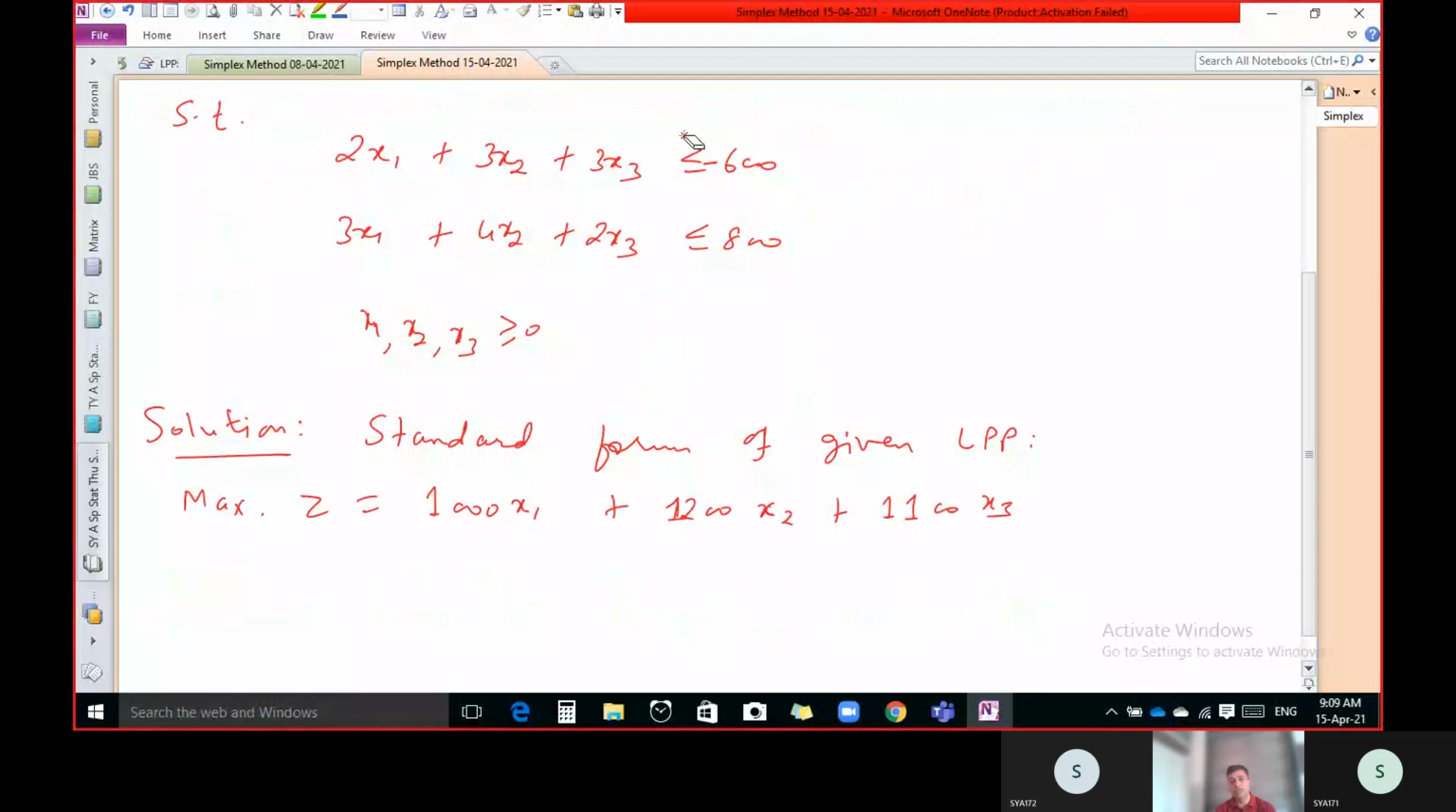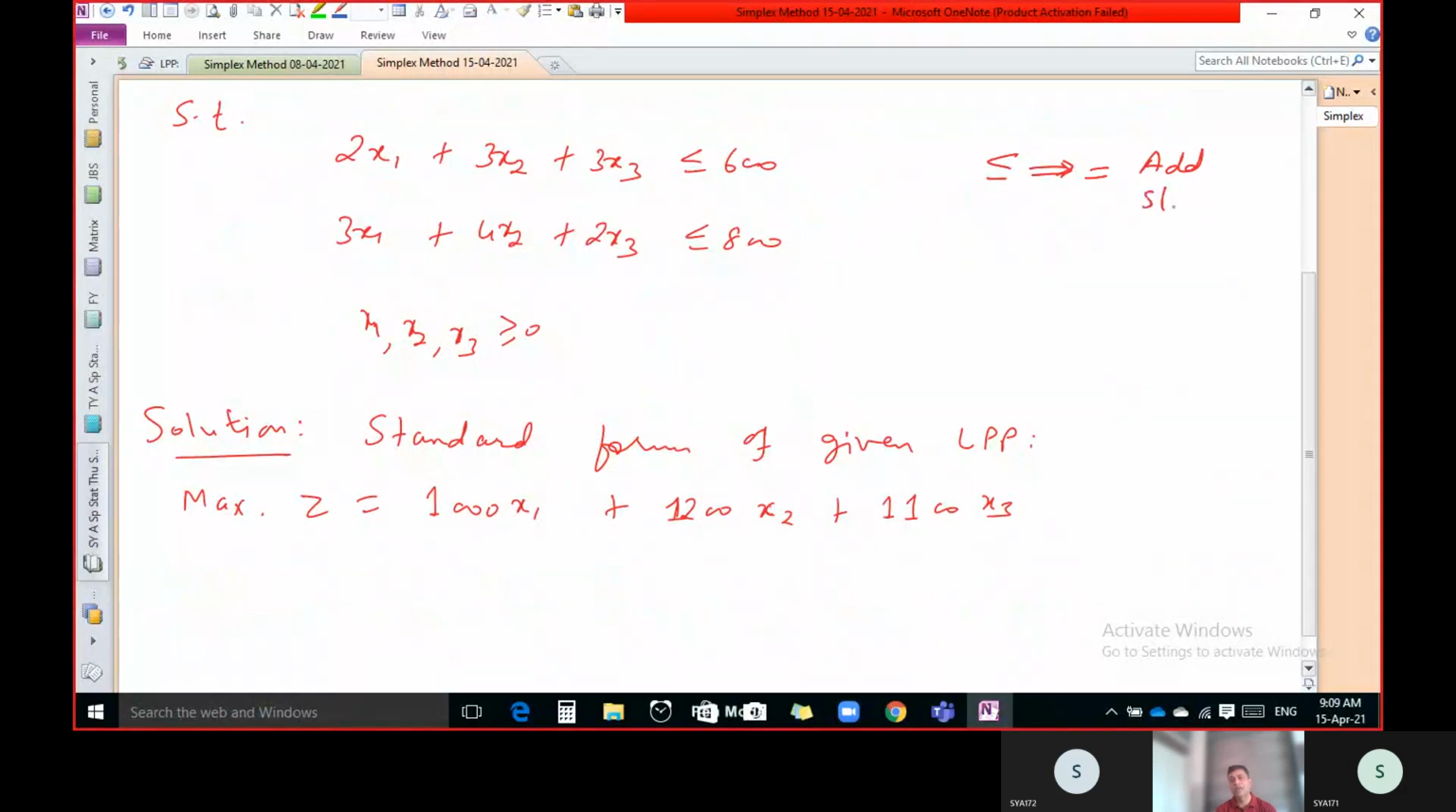Right now in this given question, this value is already positive, so nothing we have to do. Once again, if we have a negative value here, we have to multiply it by minus 1, and in that case, we have to change the sign of inequality as well as the sign of all the variables. Right now it is positive, so nothing we have to do. Then after, what we have to do? Convert this less than or equal to into equal to sign by adding slack variable.